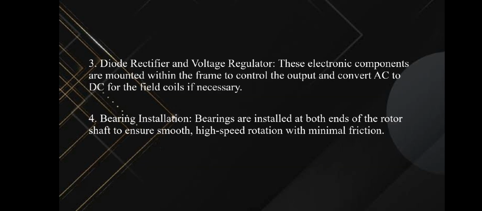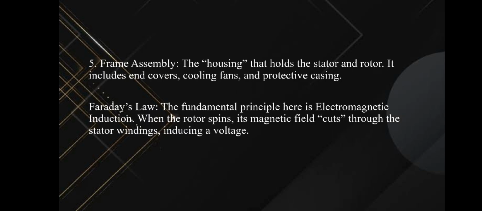3. Diode rectifier and voltage regulator. These electronic components are mounted within the frame to control the output and convert AC to DC for the field coils if necessary. 4. Bearing installation. Bearings are installed at both ends of the rotor shaft to ensure smooth high-speed rotation with minimal friction. 5. Frame assembly, the housing that holds the stator and rotor. It includes end covers, cooling fans, and protective casing.